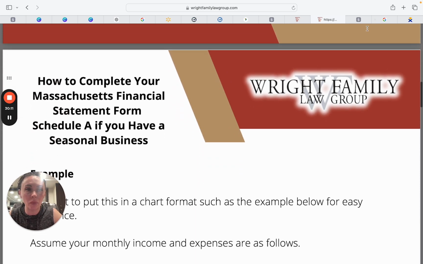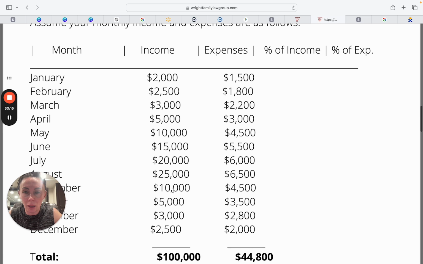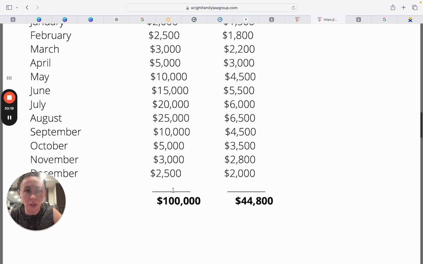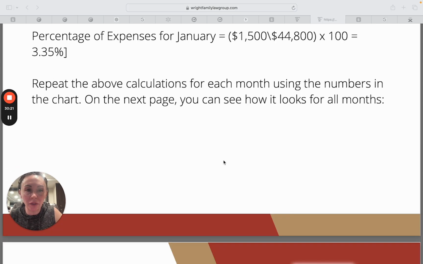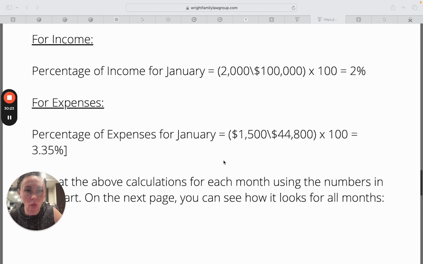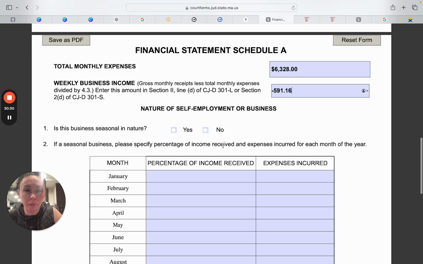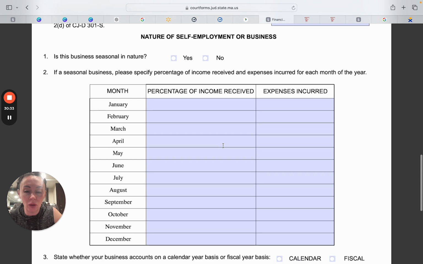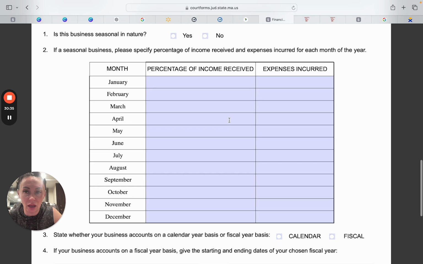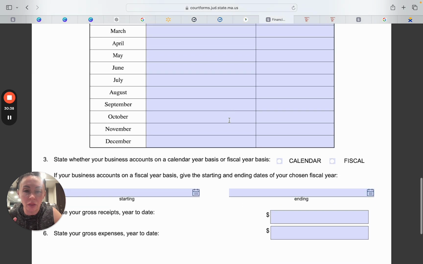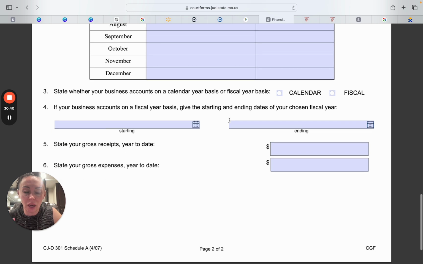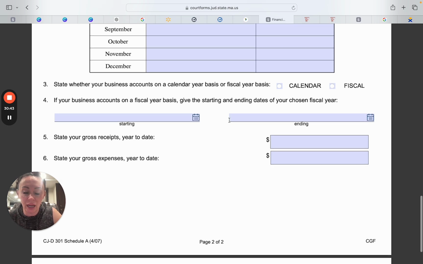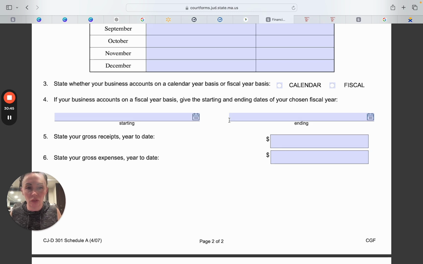All right. I hope that this breaks it down and makes it super clear for you. It should. If it's not clear and you feel like you still have questions, it is best to reach out to your attorney or to your accountant for help. Back on the Schedule A, once you follow that cheat sheet and you're able to get this section 2 done, the final piece is to state whether your business accounts on a calendar year or a fiscal year basis.